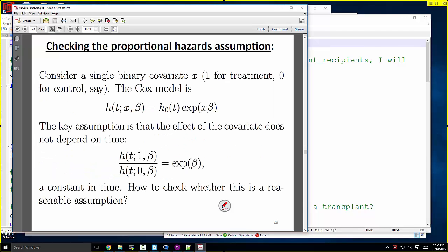In order to check the proportional hazards assumption, the key is that the effect of covariates does not change with time. So the effect of every single covariate in our model is constant with respect to time. That means effect, that means hazard ratio. Betas are log hazard ratios, so e to the betas are hazard ratios. We're assuming that there's a constant hazard ratio for comparing, say, males to females across all times, across all event times.